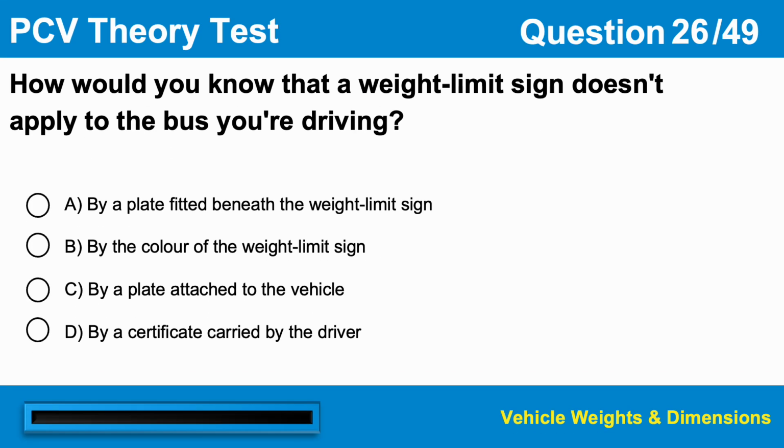Question 26. How would you know that a weight limit sign doesn't apply to the bus you're driving? A. By a plate fitted beneath the weight limit sign. B. By the colour of the weight limit sign. C. By a plate attached to the vehicle. D. By a certificate carried by the driver.